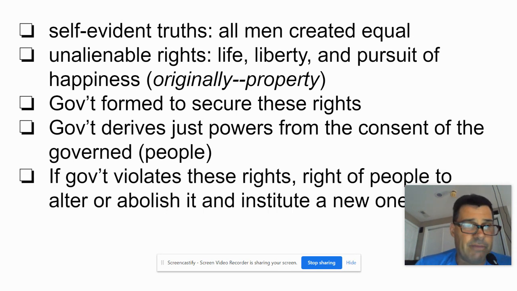And then it follows from that. If government violates these rights, which are unalienable and we get at birth because they're natural rights, the right of the people to alter or abolish it and institute a new one. So, I mean, this follows, right. If government violates the rights, we can get a new government. Why? Because government gets its power from us. And why? Government gets its power from us to secure our rights. Why? Because these rights are unalienable. We're born with them. They're natural rights because it's self-evident when we're born, we all are equal. All of this falls, again, logic.